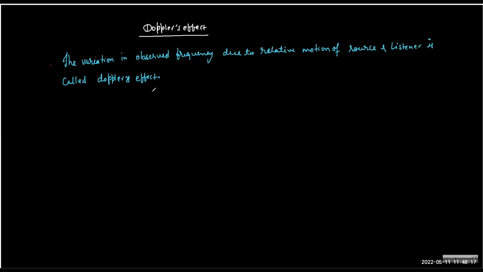So the relative motion will decide what you hear, rather than what is emitted by the source. There are two effects which we need to know. The first is called the effect of motion of source, and the second is the effect of motion of listener.